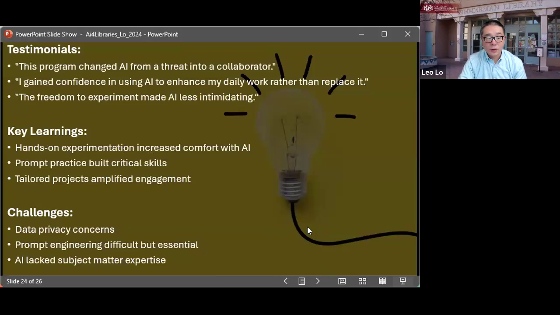But also a lot of challenges. We're all very unsure about data privacy. What can we upload to it? What can we not? At that point, I think they had just added the option for us to not use our data for training purposes for the paid version, or maybe before they added it. So at that point, we were not sure. Prompt engineering is difficult, but also essential. And then we all realized AI really lacks subject expertise. We need to look at what we're getting and have some ways to verify it, preferably through having our own expertise. That will make it a lot easier.